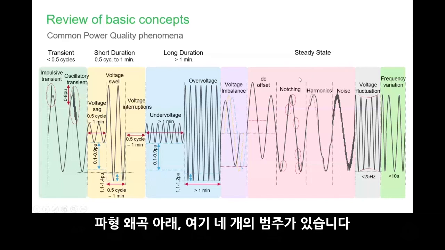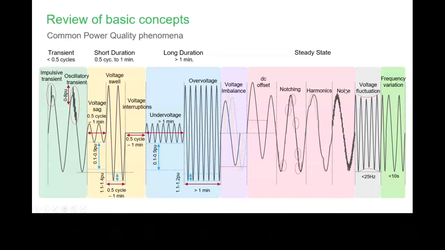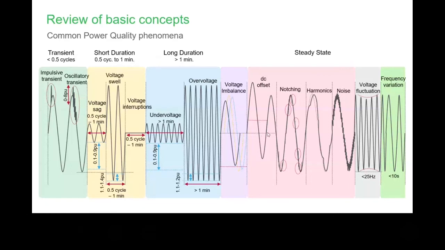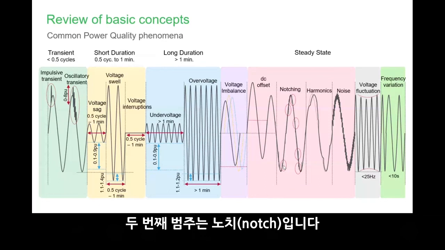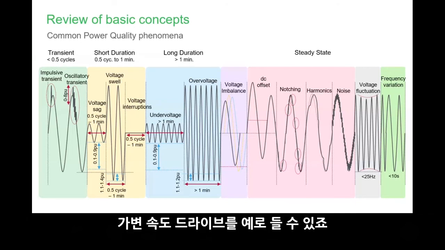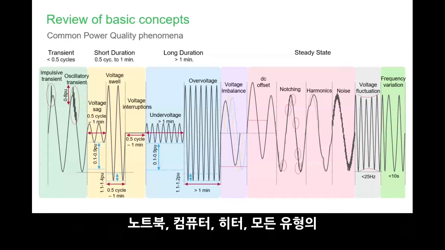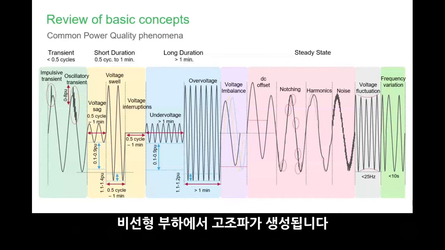So under the waveform distortion, we have 4 categories over here. One is a DC offset. DC offset is where your reference is off, it's no longer at 0. Second we have notches. Harmonics is very common. Any type of non-linear loads that you have in the facility, for example, variable speed drives, laptops, computers, heaters, any kind of non-linear loads, you will have harmonics generated.